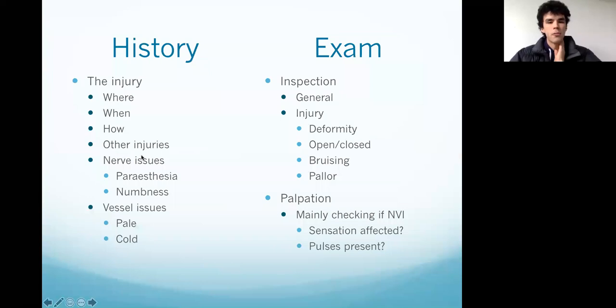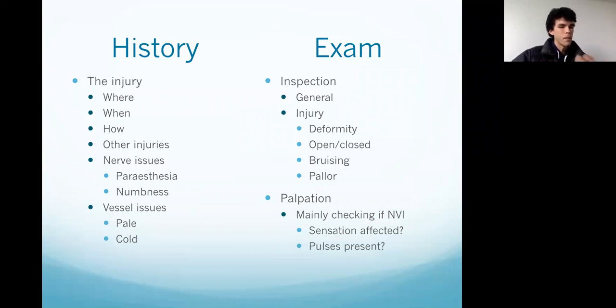Okay, history and exam, very simple things: where, when, how it happened, any other injuries, and important things that you need to get out of anyone you're assessing for a fracture is if they're neurovascularly intact. So the neuro part, you're asking about maybe if they can move peripheral parts, and then if they have any areas of pins and needles, any areas of numbness. For vessel issues, you're looking for things like, are they pale, are they cold? And that's especially something you're going to check on the exam.